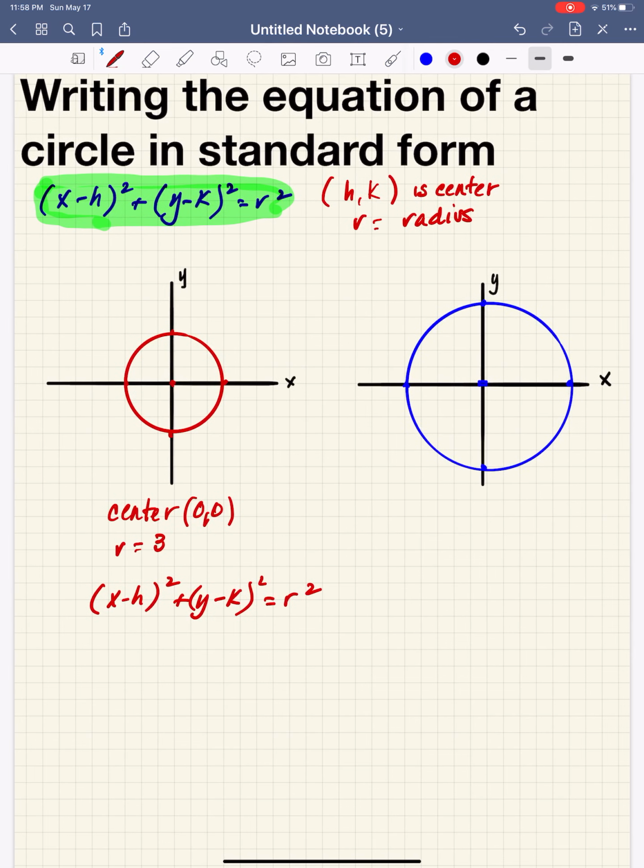So the quantity x minus 0 squared, by the way, is just x squared, plus y minus 0 squared, and that is just y squared, equals, the radius is 3, and then we're just going to put in 3 squared, so it equals 9. And this is your answer.